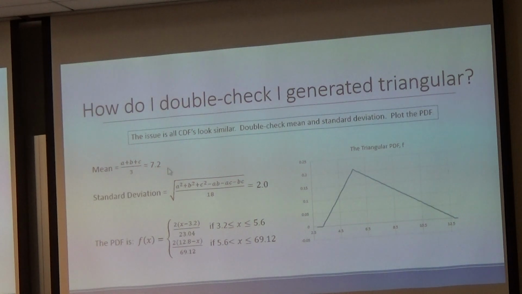And the mean is to add these up and divide it by 3. And there's a formula for the standard deviation too, a little bit more complicated, but I can do it. I can plug in our A's, our B's, and our C's, and I get a 2.